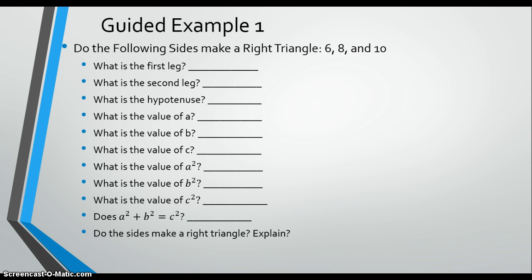So here's your first guided example. What I want you guys to do is I want you to pause. I want you to go through this yourself. So the question is, do the following sides make a right triangle? And the questions below are going to help you do that.